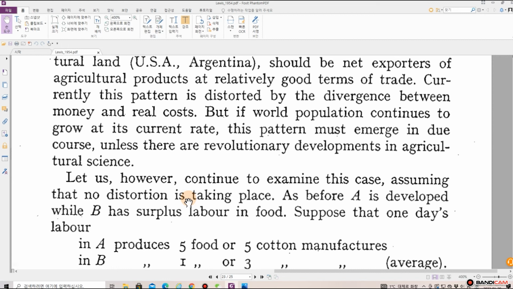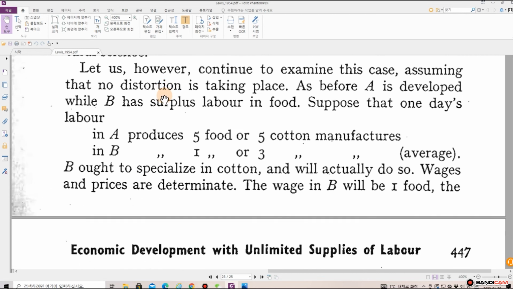But if world population continues to grow at its current rate, this pattern must emerge in due course unless there are revolutionary developments in agricultural science. Let us, however, continue to examine this case, assuming that no distortion is taking place. As before, A is developed while B has surplus labor in food.